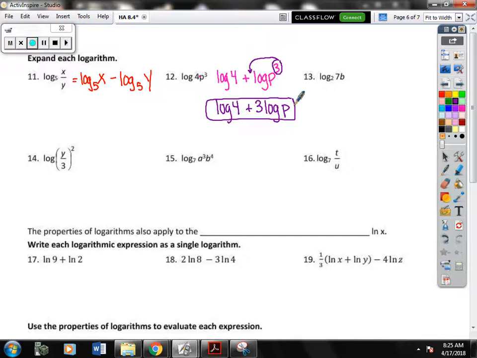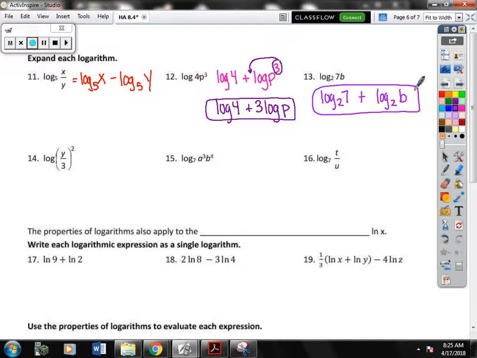What would the next one be? Log base 2 of 7b. When I expand that out, what will I get? Garrett? Log base 2 of 7 plus log base 2 of b. Good. Multiplication goes to expansion with addition.